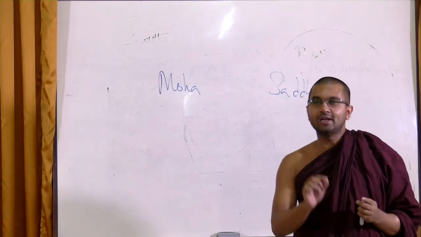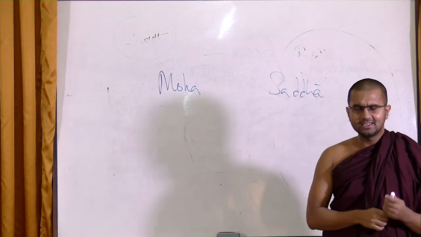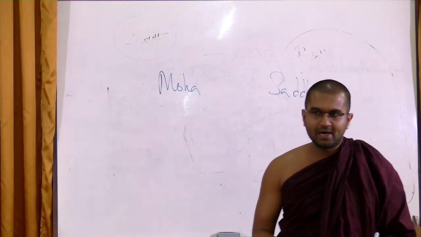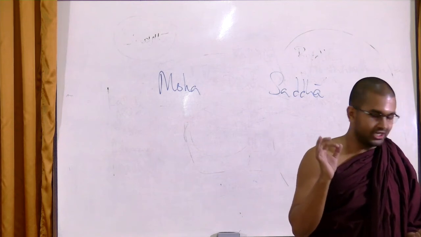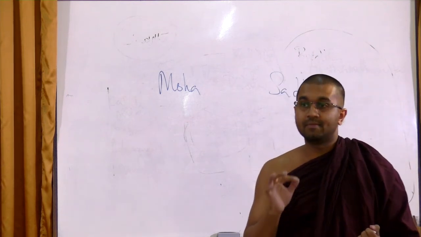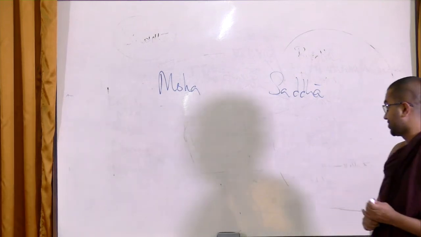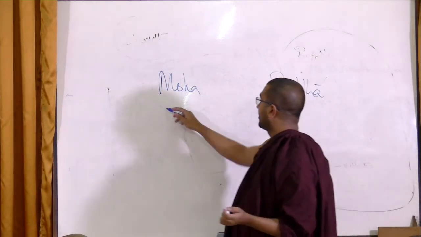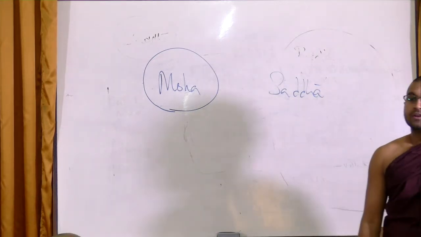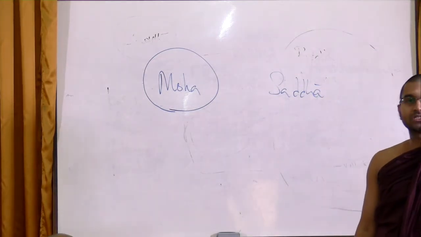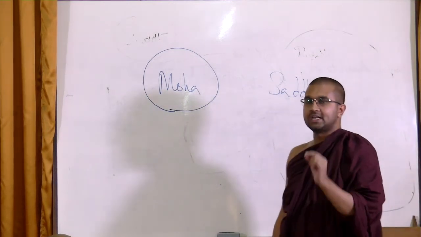This is based on Ledi Sayadaw's brief explanation. I extended it. Most of this explanation is from my own perspective, but the initial explanation was given by Ledi Sayadaw. According to him, which is a very logical explanation, we'll first find out what he says. Moha is the ignorance of realities. This moha is fundamentally an akusala nature.